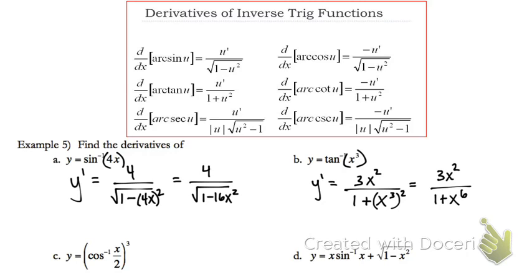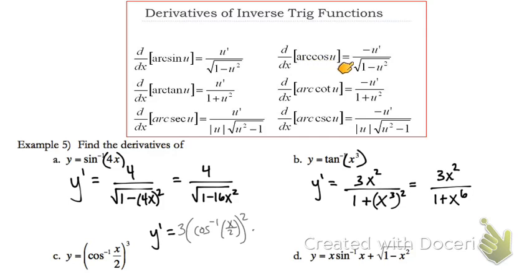All right, the next one has a little bit more of an intense chain rule, so it has an inside, a middle, and an outside. So let's deal with the outside first and its derivative, and then we'll go back to the middle. So y prime is equal to, the derivative of the outside, which is the middle cubed. So that's 3 times the middle squared times the derivative of cosine inverse of x over 2.